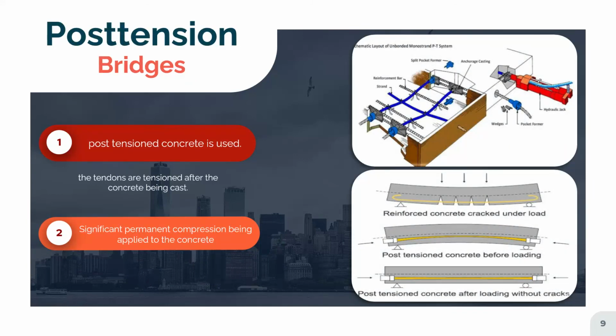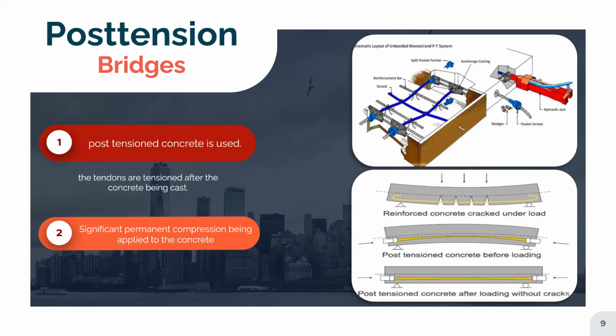Post-tensioned bridges. In these bridges, post-tensioned concrete is used where the tendons are tensioned after the surrounding concrete structure has been cast. The tendons are not placed in direct contact with the concrete, but are encapsulated within a protective sleeve or deck which is either cast into the concrete structure or placed adjacent to it.